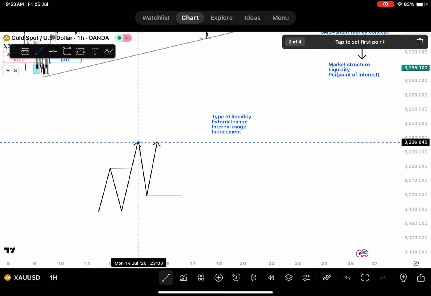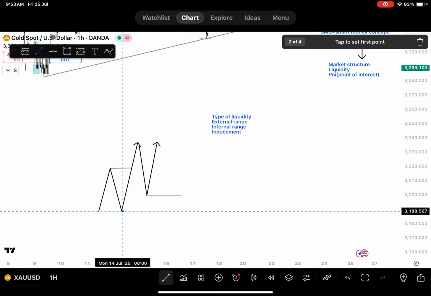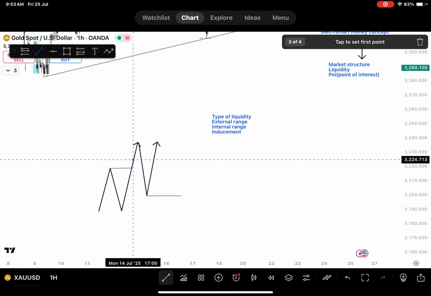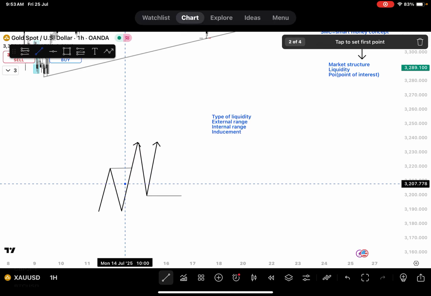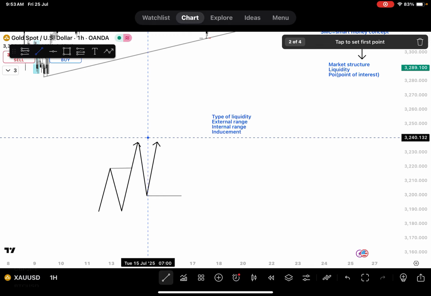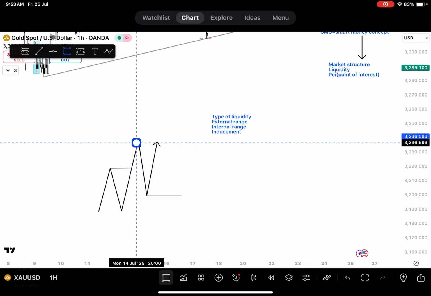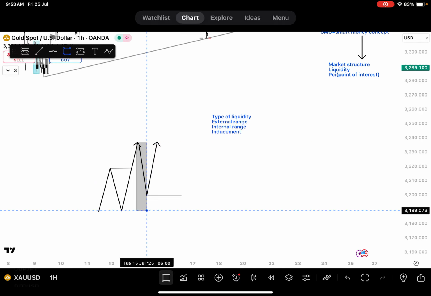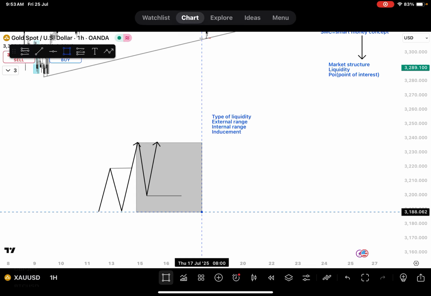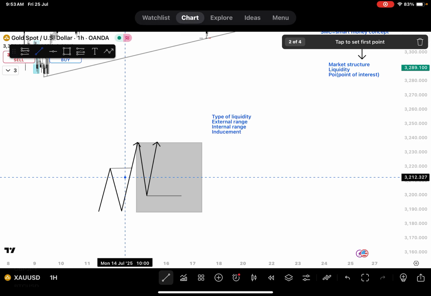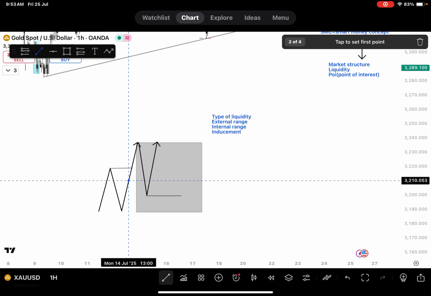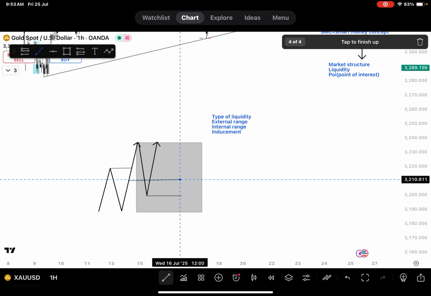Secondly, an inducement liquidity must come at least 50% of this high. Like when we are talking about from this high here to this low here, if you want to draw from this high to this low, let me just use a rectangle to do it. Provided this is the middle part of it.